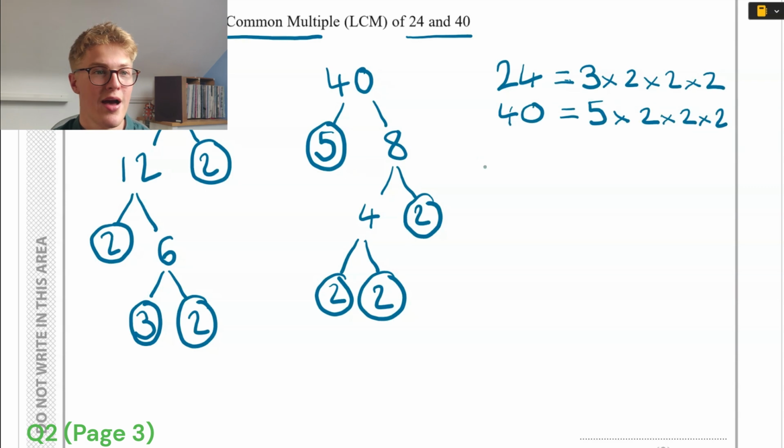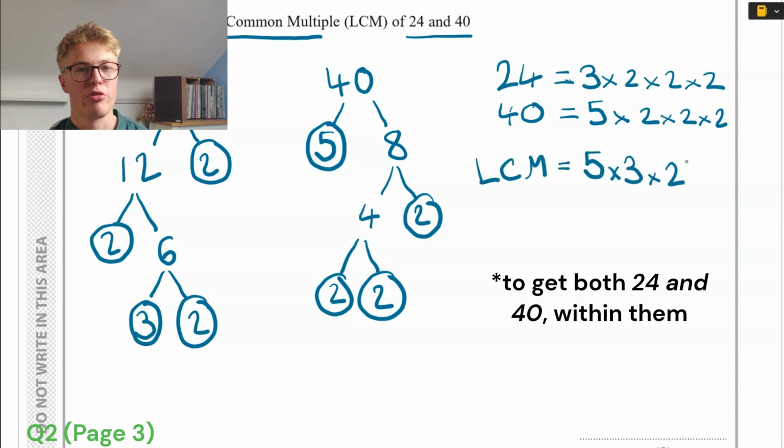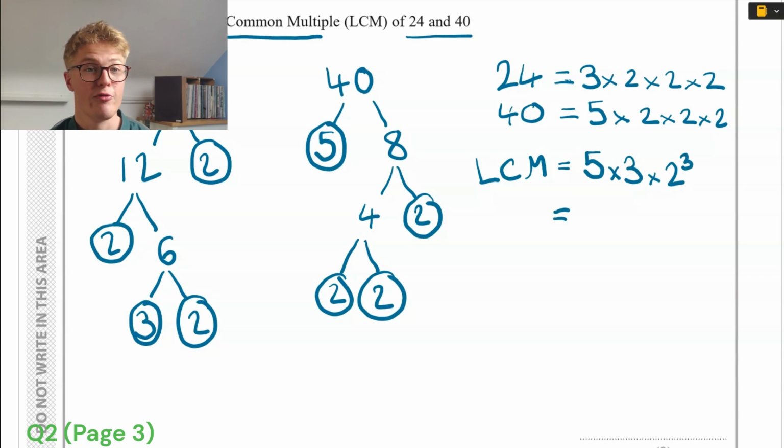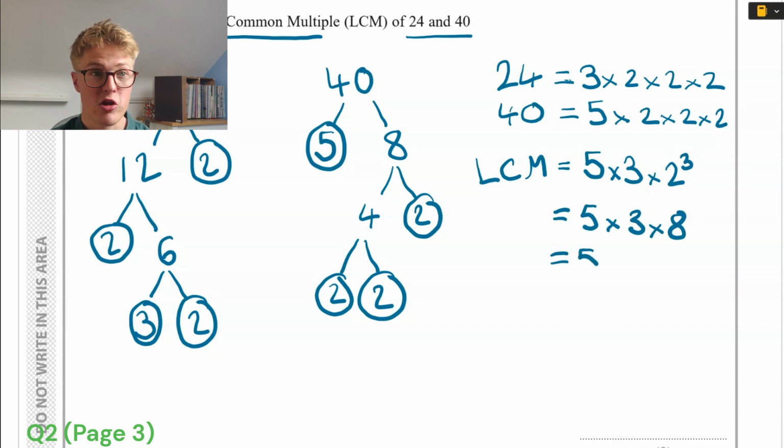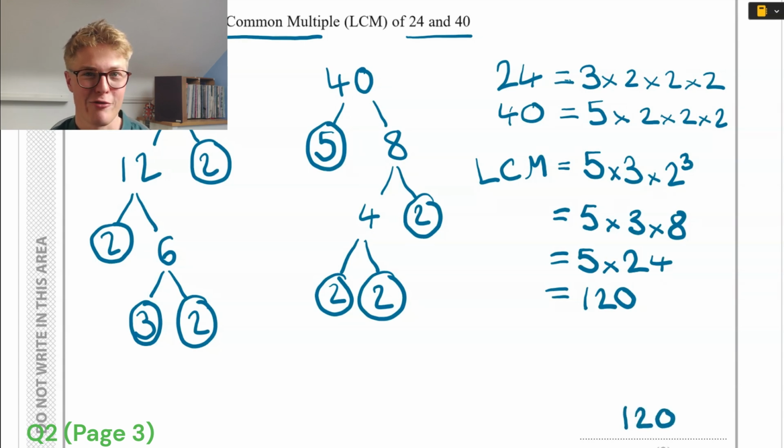times 2 times 2, and the lowest common multiple is going to be the minimum numbers we need to get both numbers within them. So 5 is in 40, 3 is in 24, and they both have three 2s, so we can write it as 2 cubed. Therefore we have 5 times 3 times 8, which is the same as 5 times 24, which is 120, and 120 is our final answer.